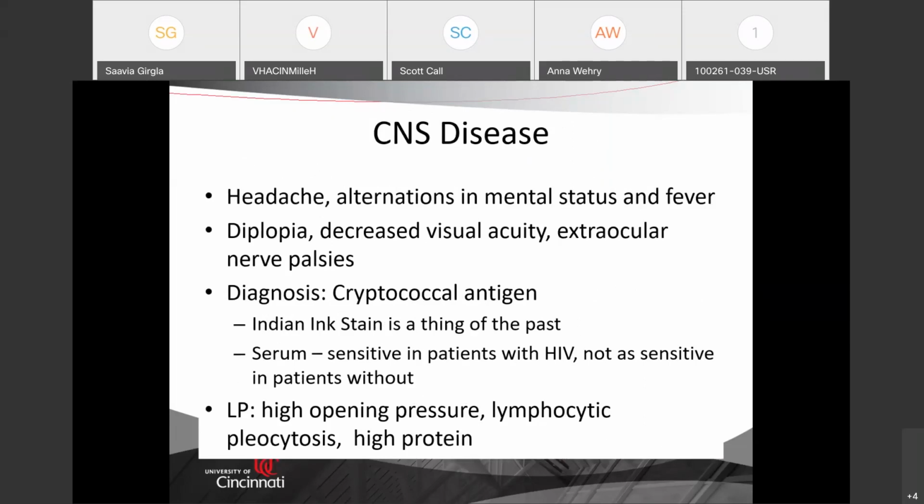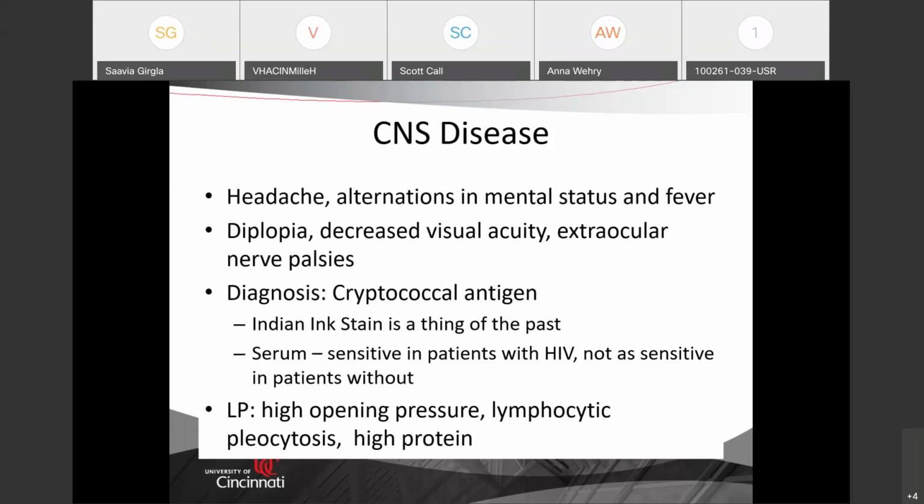The diagnosis is a cryptococcal antigen, which you can get from both the serum and the CSF. I will say that Indian ink stains are one of those things that you hear about all the time, and you learn about them in med school. We don't do them clinically anymore. The cryptococcal antigen is the better test. There is also a meningitis profile that looks at PCR. It has a group of PCRs through the CSF, and Cryptococcal is on that.